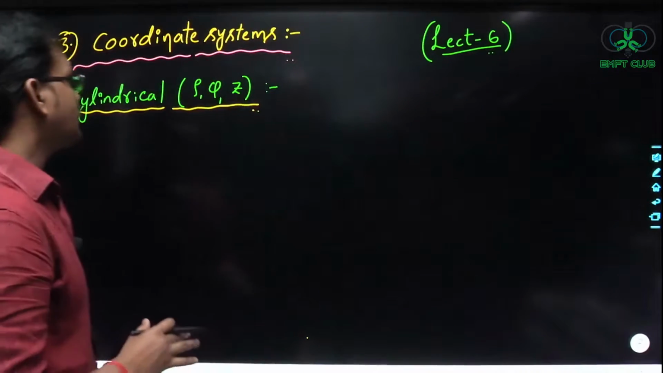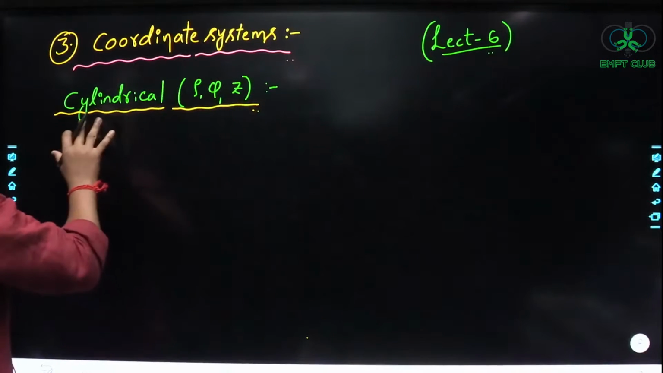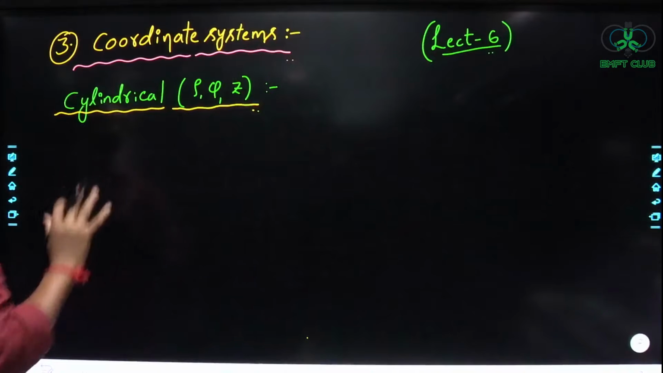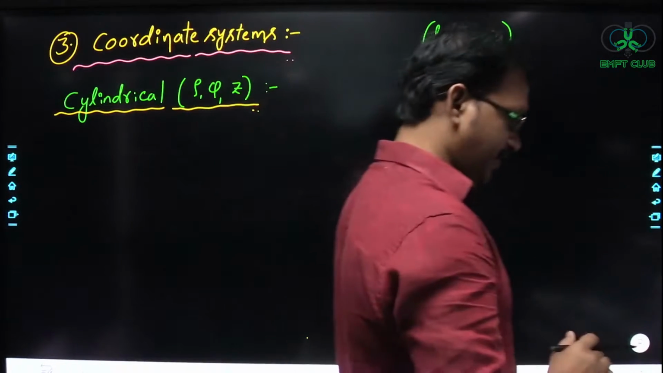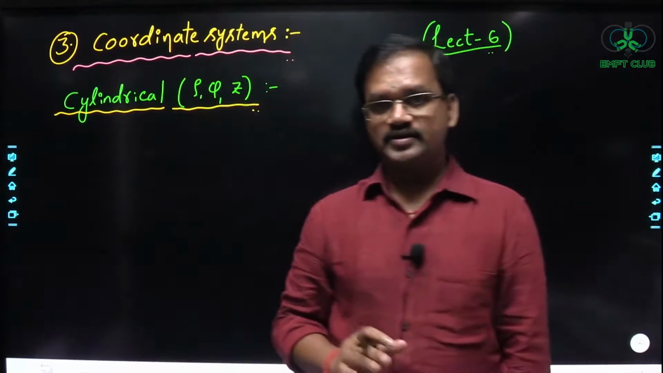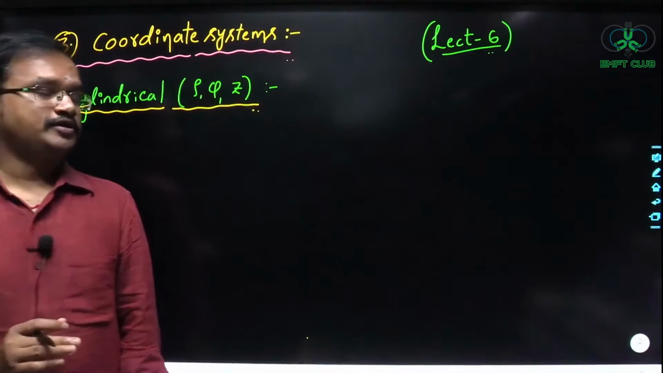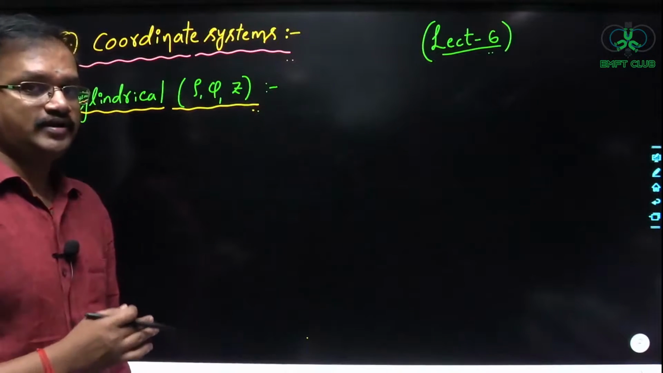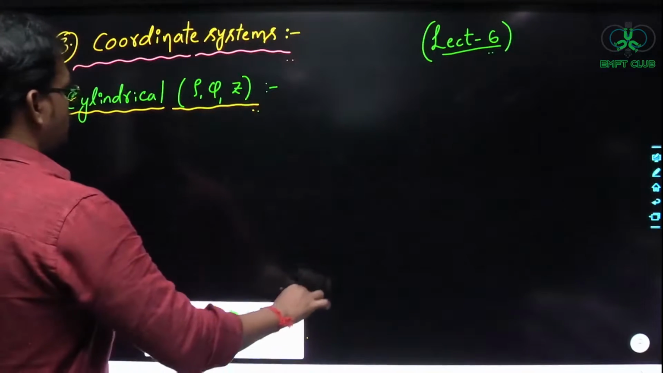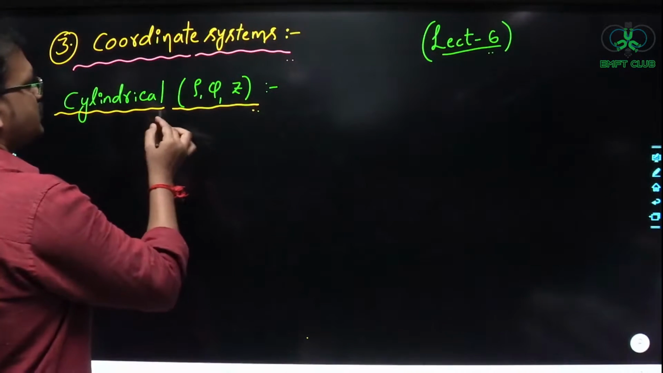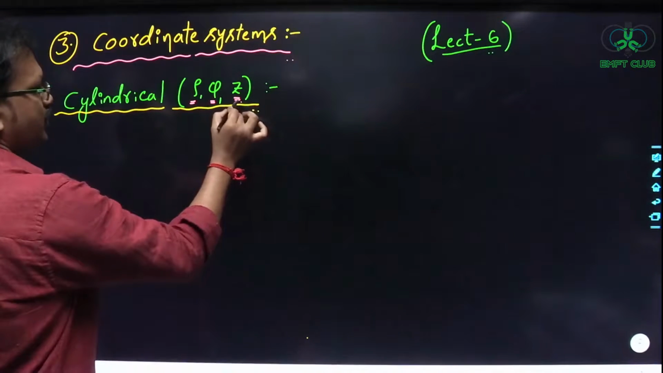We are dealing with the third chapter, that is coordinate systems. In the previous session we have completed the rectangular coordinate system, and from this lecture we are going to start the cylindrical coordinate system. The coordinates in the cylindrical coordinate system are nothing but rho, phi and z.